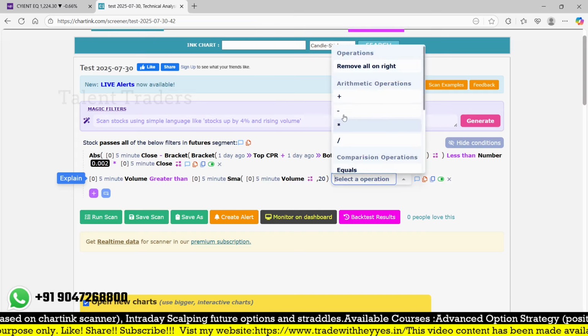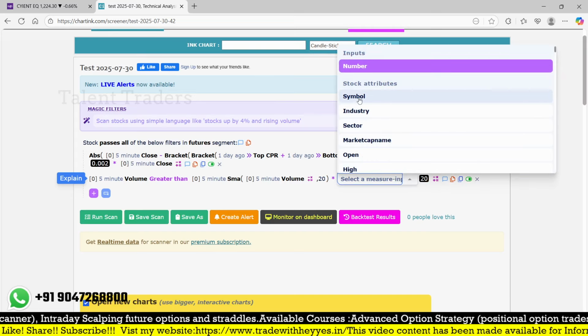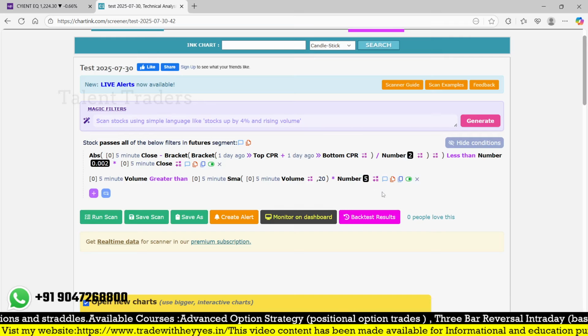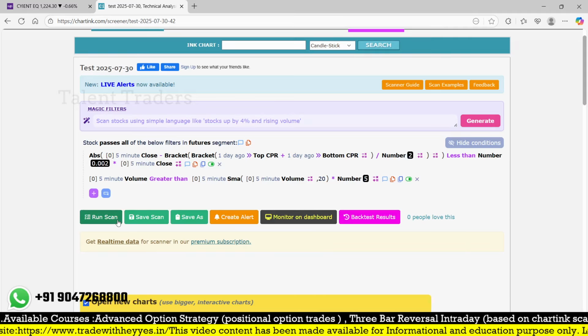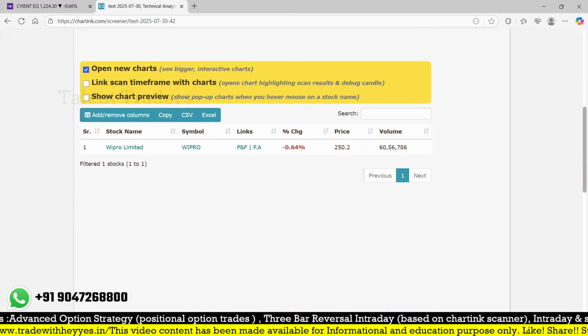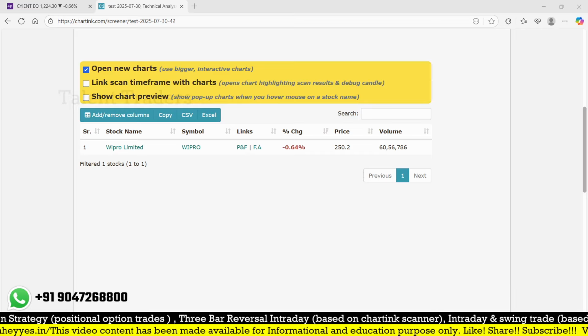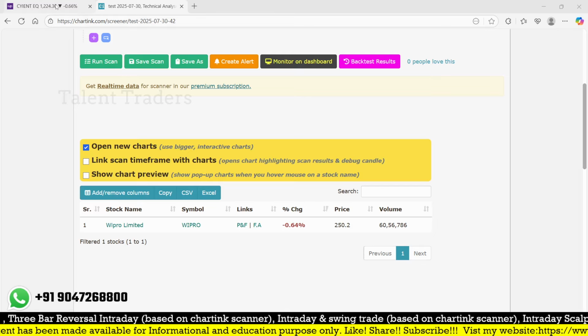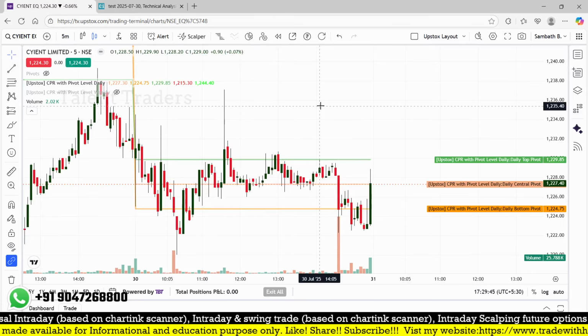20. So we use into 5 times. I'm just going to focus on 5 times. So the SMA 20 volume must be more than 5 times. So if I'm just running, I will be getting one stock, which is Wipro. So I'm just going to check Wipro. The volume is more than 5 times.